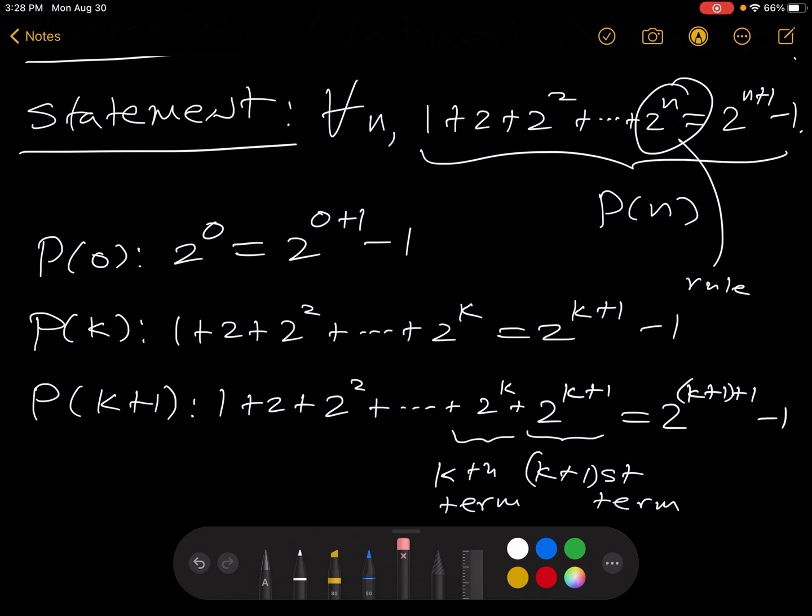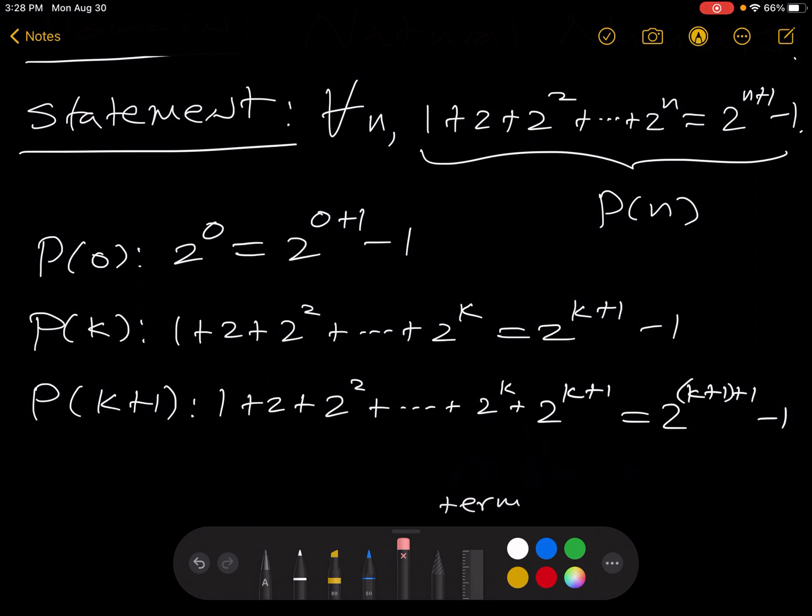All right, so these are the three statements that we're most interested in for a proof by induction. And I'll prove this result in the next video.